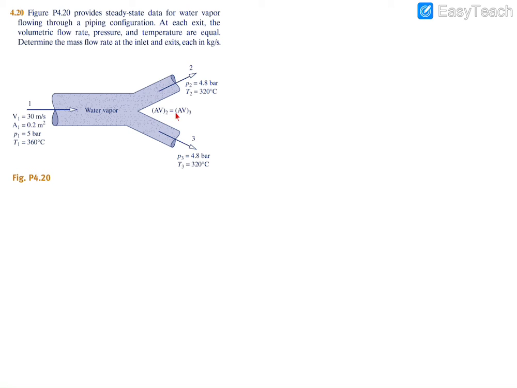So in other words, volumetric flow rate. We're asked to find the mass flow rate at the inlet and at exit 1, or exit 2, I guess you could call it, and exit 3.